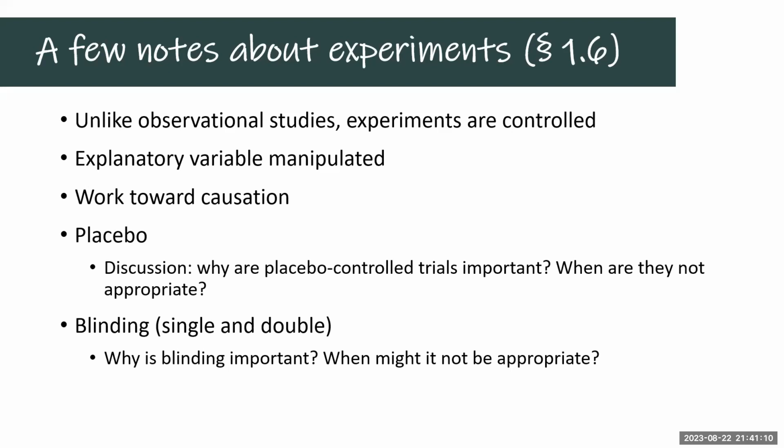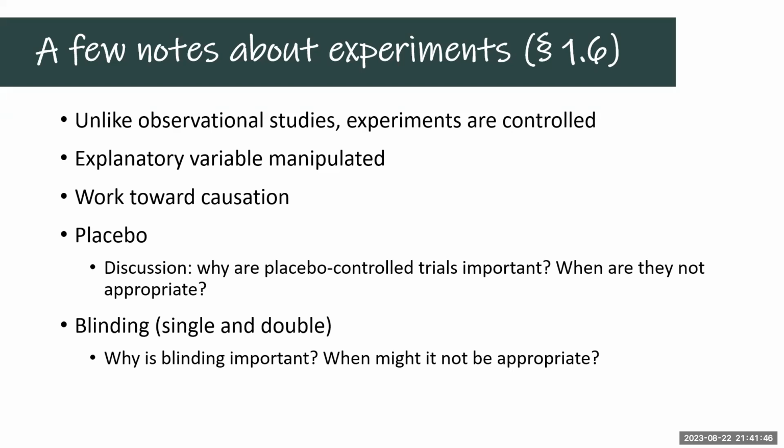Now, as promised, we don't cover 1/6 in its entirety. You will not have a separate assignment for it, but I do want to talk a little bit about experiments and why some of their aspects are very important. As we mentioned, unlike observational studies, we are going to control or manipulate in experiments. So that explanatory or independent variable is going to be manipulated by the researchers. This allows us to work towards that causative link. We can start to claim causation. We cannot do that with our observational studies.